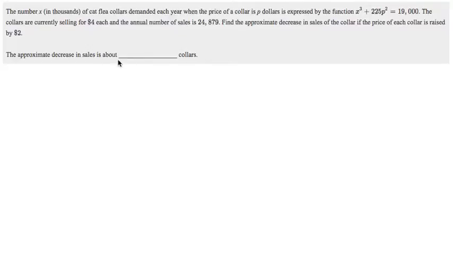In this problem, we have the number x in thousands of cat flea collars demanded each year when the price of a collar is p dollars, expressed by this function: x cubed plus 225p squared equals 19,000. The collars are currently selling for $4 each, and the annual number of sales is 24,879. What we want to find is the approximate decrease in sales of the collar if the price of each collar is raised by $2.